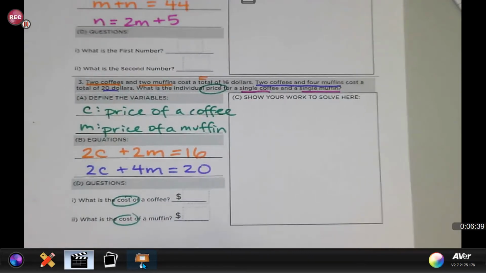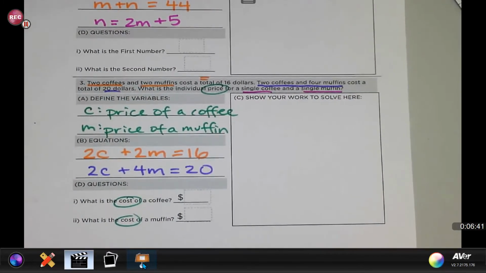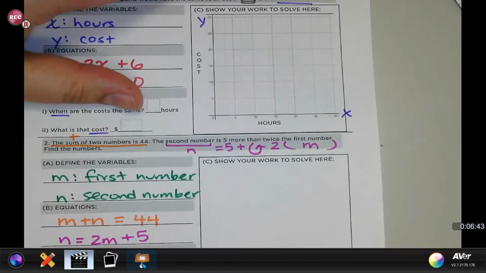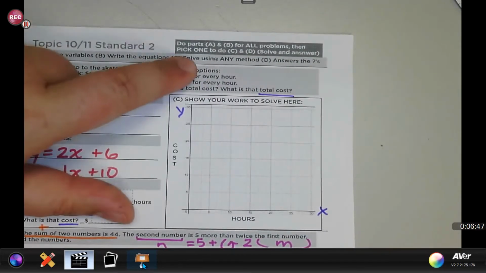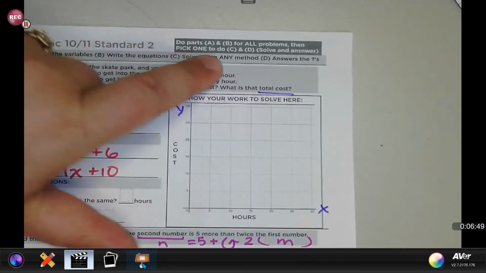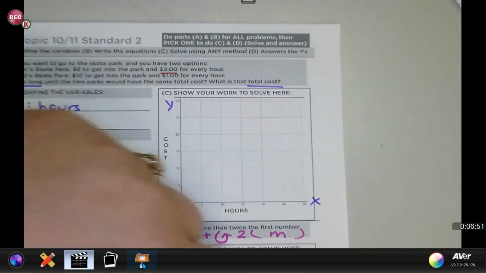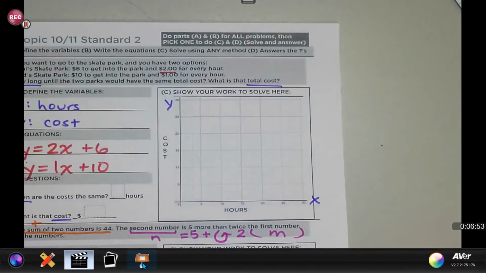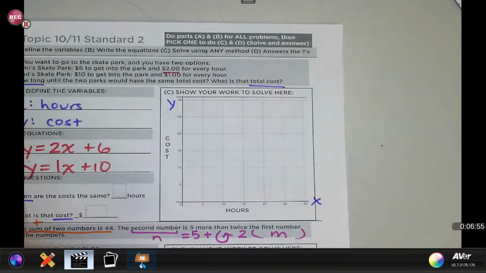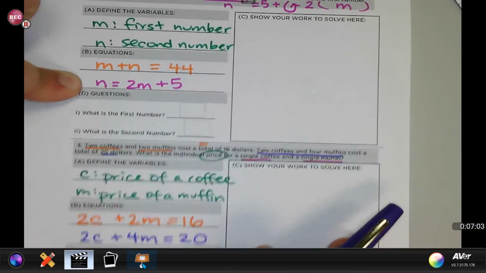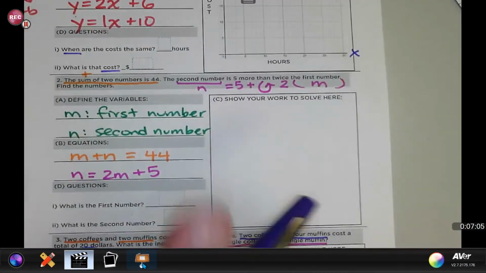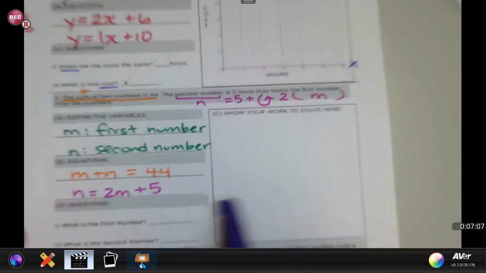And that is it for doing parts A and B for all problems. So that's 3 points. Then you get your remaining 2 points by picking one. So first one, second one, or third one, just one, and solving and answering. Now I'm going to do all 3 because you can do whichever one you want, but again, you do A and B, A and B, A and B, and then pick only one and do the solving.